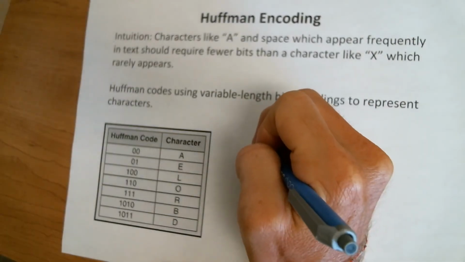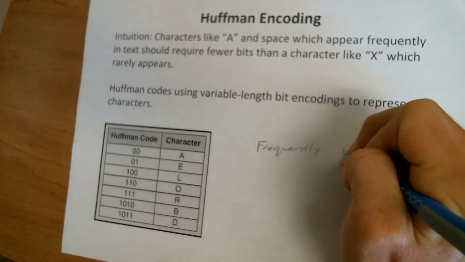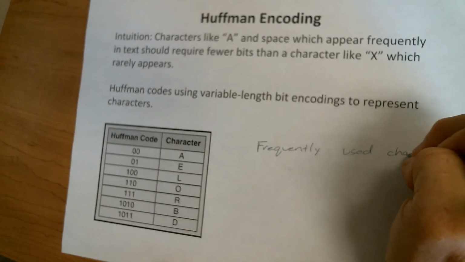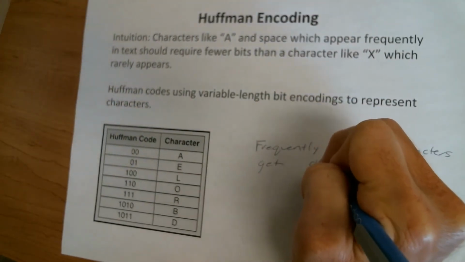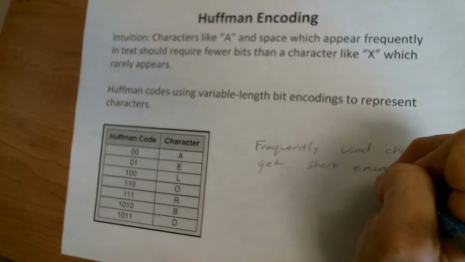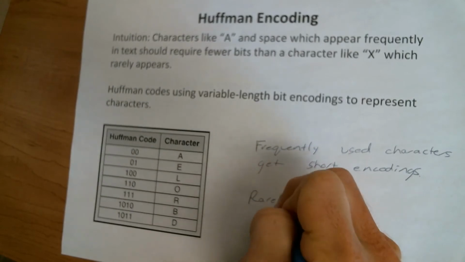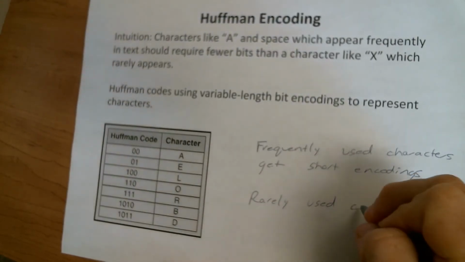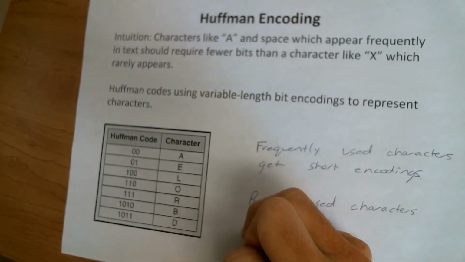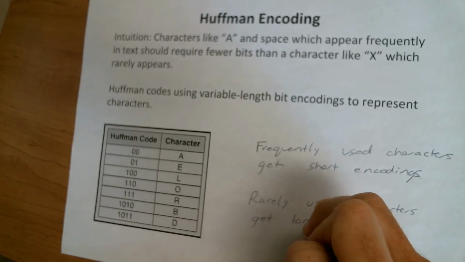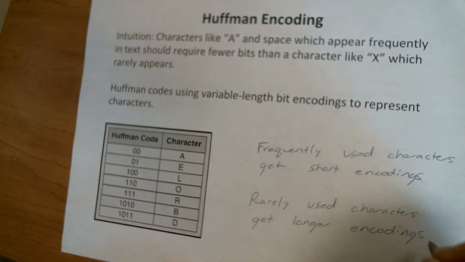So, frequently used characters get short encodings. Rarely used characters get longer encodings. Okay.